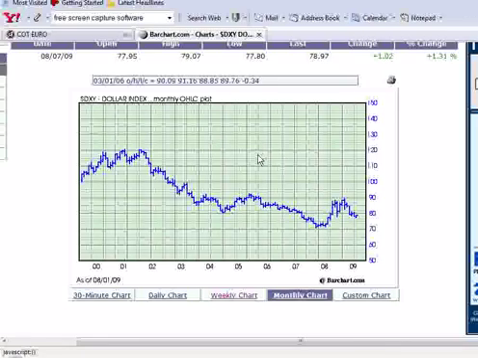Now this is from barchart.com, and this is showing a monthly chart of the US dollar index, and this goes all the way back to the year 2000. And again, I've showed this chart before, but the dollar has been in a long-term bear market, and then this past year and into the first part of this year saw the biggest percentage advance compared to any of these other advances in the dollar.